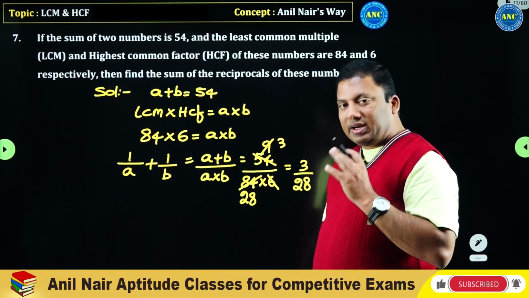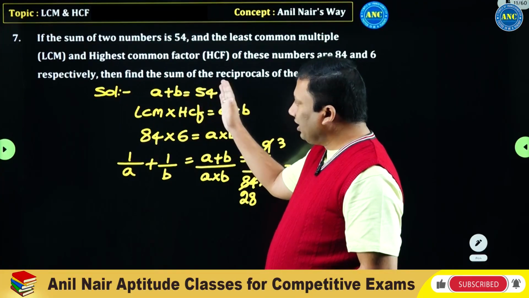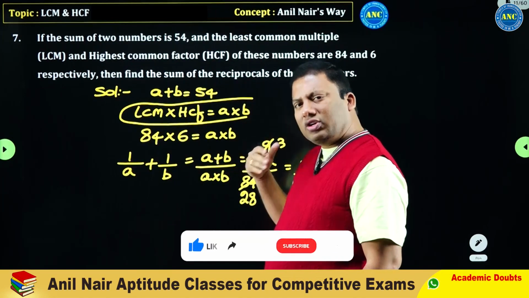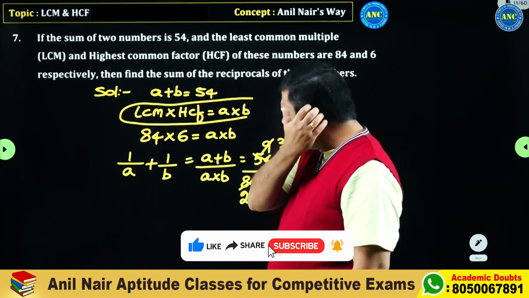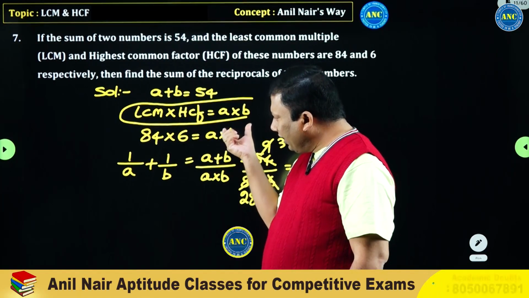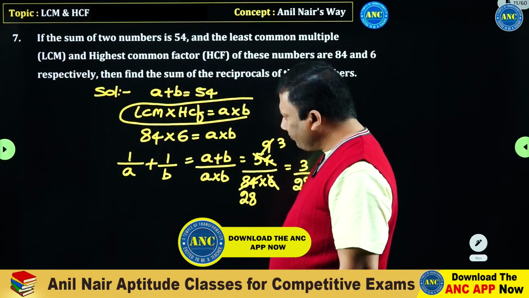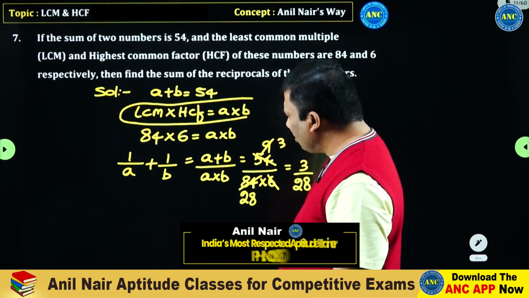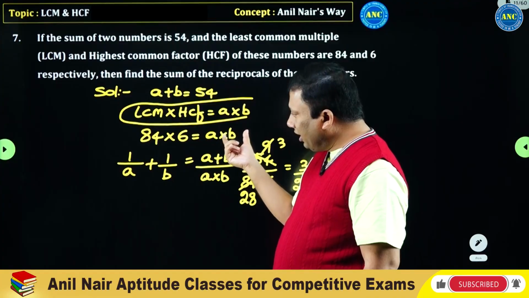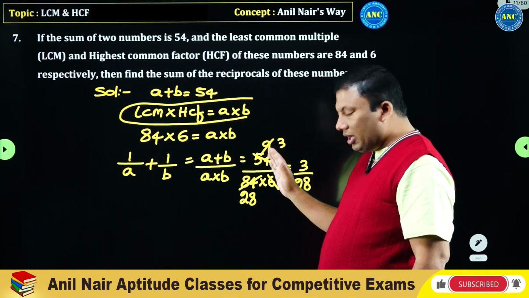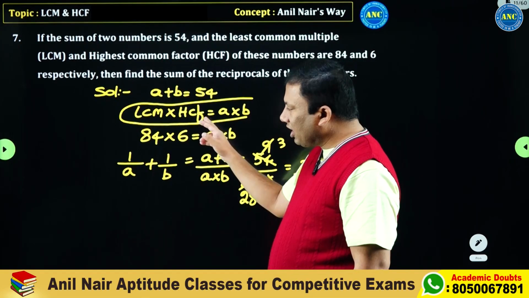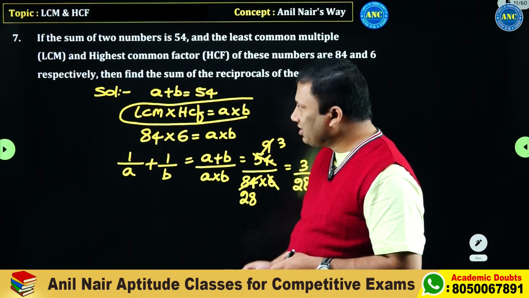I hope the concept is very much clear. A plus B is 54. LCM into HCF is the product of two numbers. Once you know this concept, solving the problem is easy. LCM is 84, HCF is 6, so A into B is 84 into 6. 1 by A plus 1 by B becomes A plus B by AB. A plus B value I know, A into B value I know. So the answer is A plus B by A into B, 54 by 84 into 6. You should know this concept: LCM into HCF is A into B.